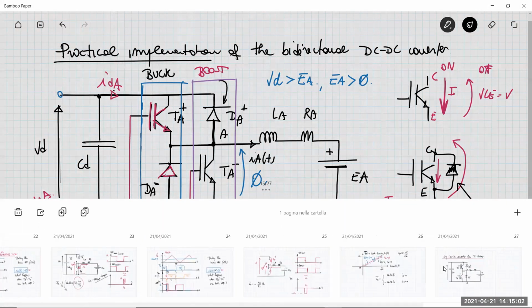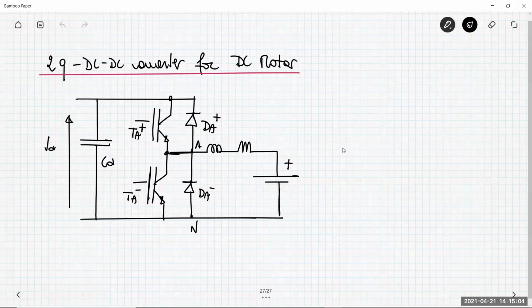This circuit has a name. The name is half bridge or H bridge.